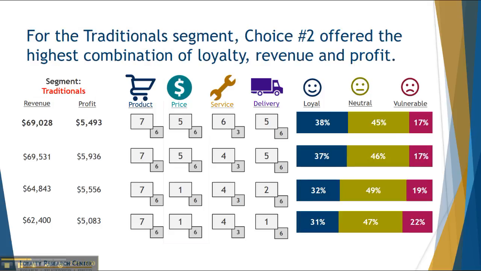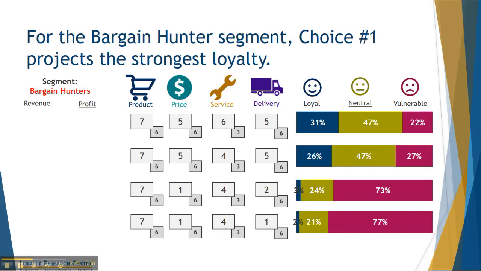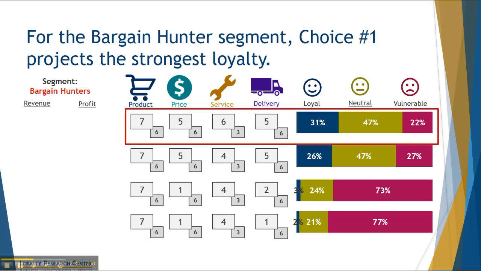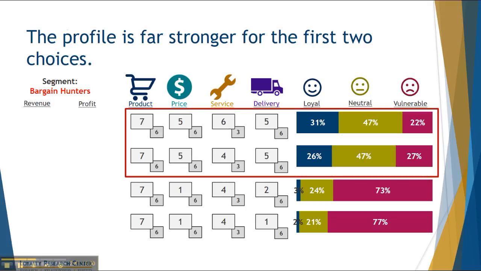Whereas for the traditional segment, choice 2 offered the highest combination of loyalty, revenue, and profit. For the bargain hunter segment, choice 1, with ratings of product equals 7, very high, price equals 5, service equals 6, and delivery equals 5, projects the strongest loyalty profile. The profile is far stronger for the first 2 choices than for the last 2.